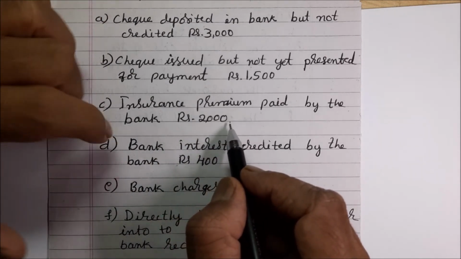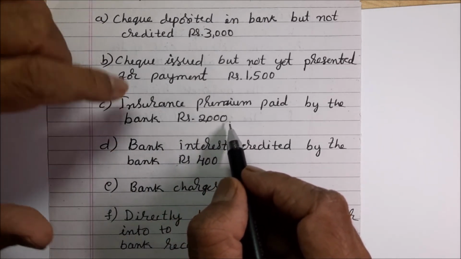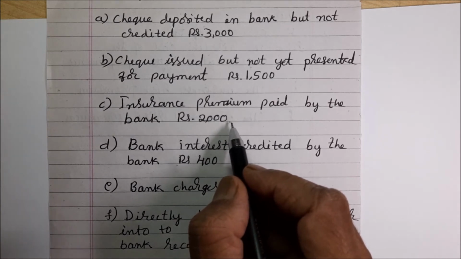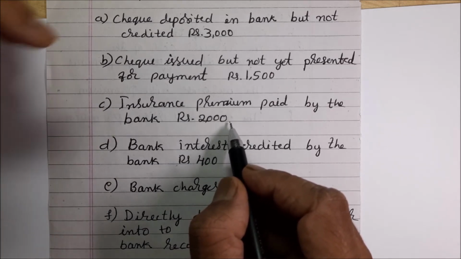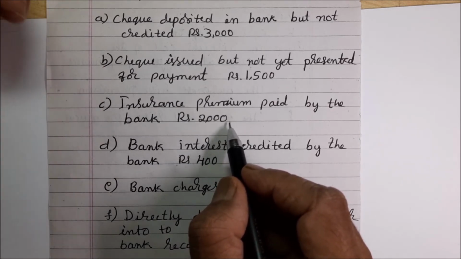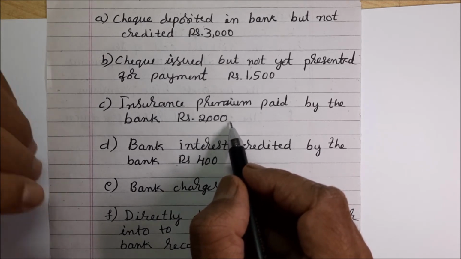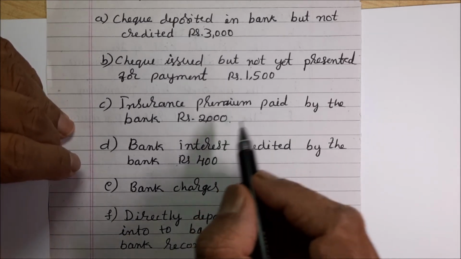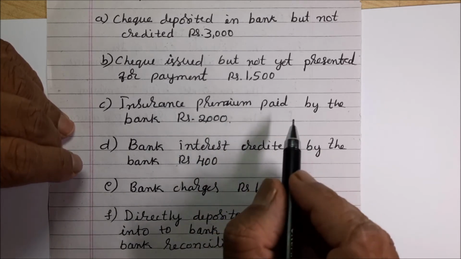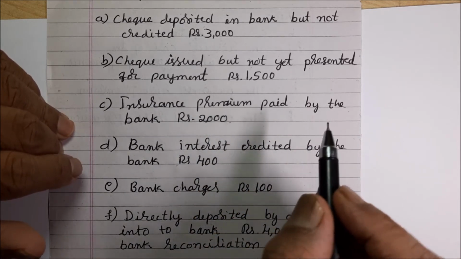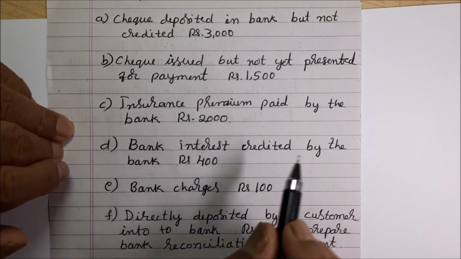This is called standing instructions. What are standing instructions? I give standing instructions to the banker that you please pay my insurance premium regularly in these months, right? So as per a standing instruction, they will pay from my account. I have forgotten to record that. Then once they pay, assuming I have 10,000 rupees, when they pay 2,000 rupees, my balance will become 8,000 rupees. That has not been entered in the cash book.